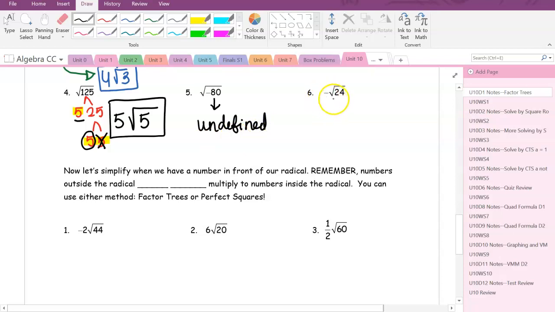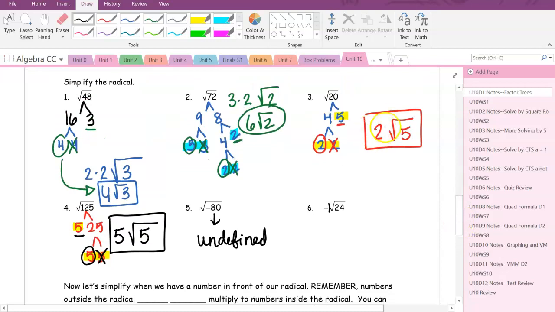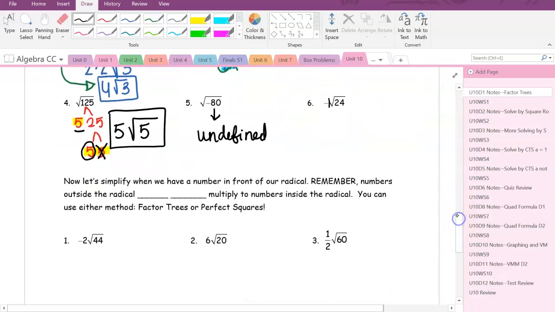Now here, a negative outside the root, that's okay. That's just kind of like a -1 that's hanging out there, and it'll multiply by anything that comes out of the root, like our 2 up here. All right, 24, I know is 6 times 4. Keep breaking these down until you're to your primes, which are these guys.